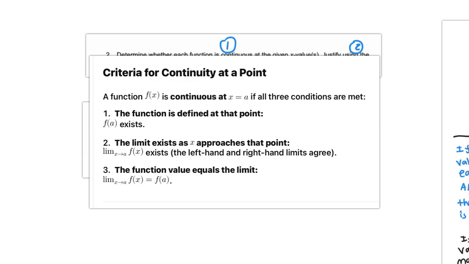And then finally, if it's the case that the function value equals the limit, well, then we know for sure that the function is continuous at that particular point. Now, what does this mean? The function value is the y coordinate that you got after plugging in x up here. And the limit is the y value that both the left hand and the right hand are approaching.